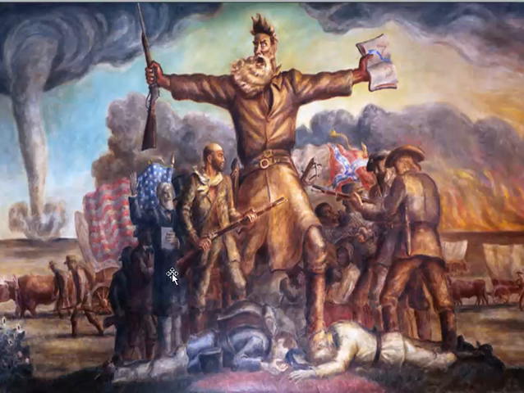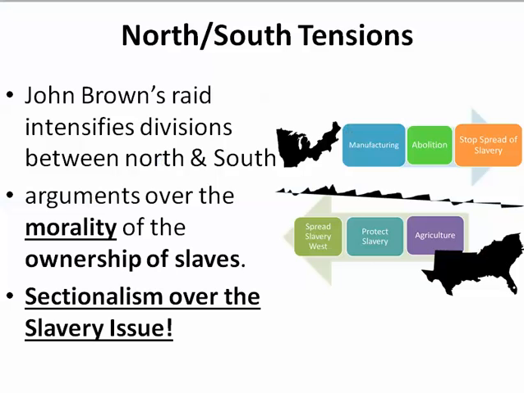And if we look at this picture and analyze it, there's a lot of symbolism in it where we can pick out some of the things we've been learning, how this man John Brown uses the Bible and his religion and this gun to lead slaves to rebellion and the Pottawatomie Creek Massacre. It is emphasizing the role of John Brown in the coming of the Civil War. So John Brown's raid intensifies the divisions between the North and the South. There are tensions, divisions, and sectionalism over the arguments and morality of slavery.